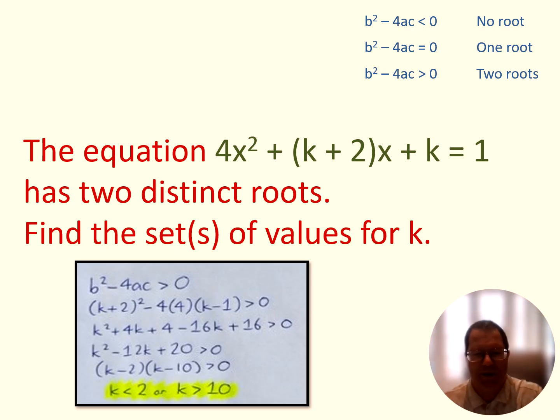So substituting into b squared minus 4ac, again remembering that c is k minus 1, we end up with k squared minus 12k plus 20 is greater than 0, which factorizes to k minus 2, k minus 10 is greater than 0, and solving a positive inequality that gives us that k is either less than 2 or k is greater than 10.